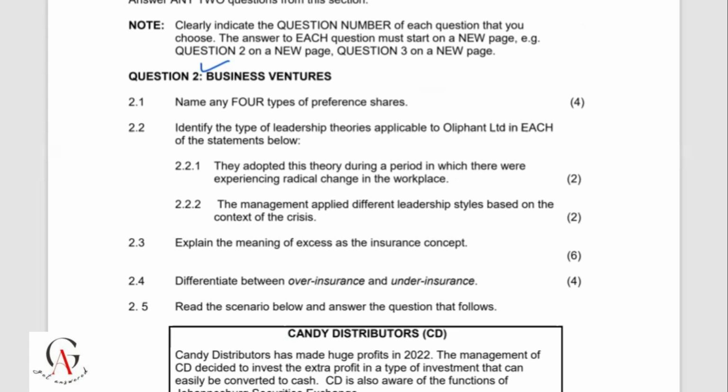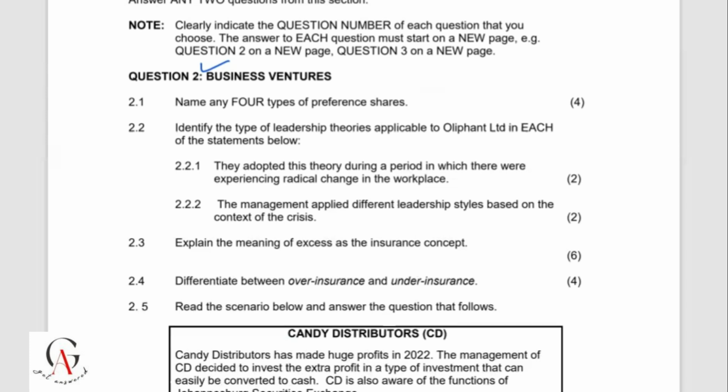We have participating preference shares, non-participating preference shares, cumulative preference shares, non-cumulative preference shares, redeemable preference shares, non-redeemable preference shares, convertible preference shares, and non-convertible preference shares. So all in all, we have 8 different types of preference shares, but the question only requires 4.